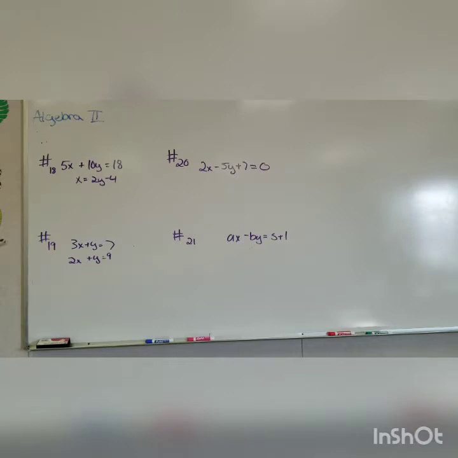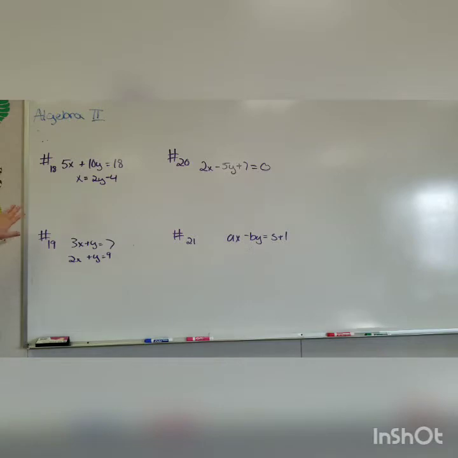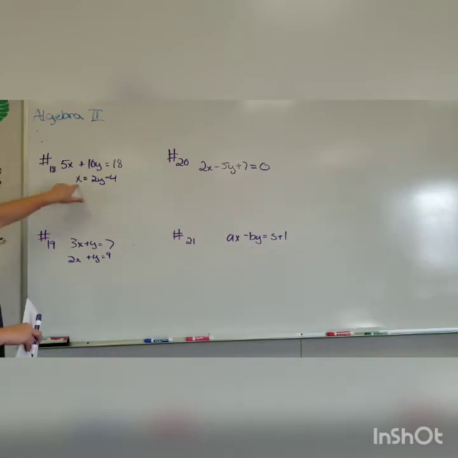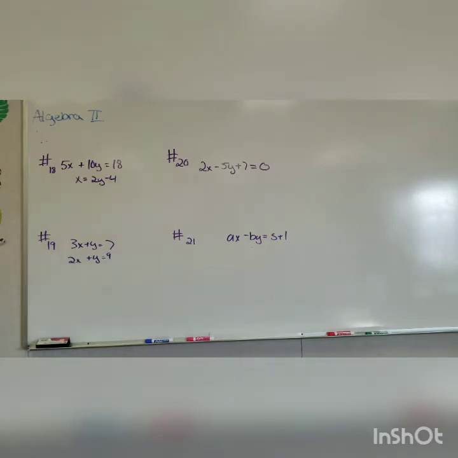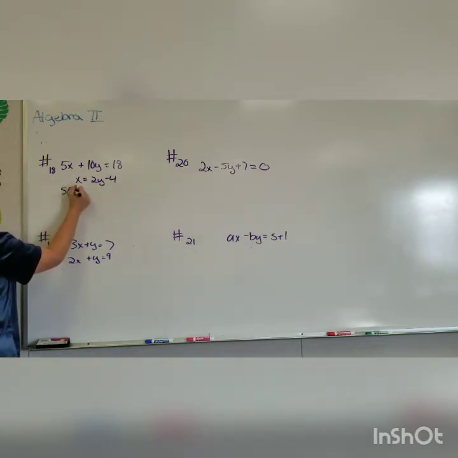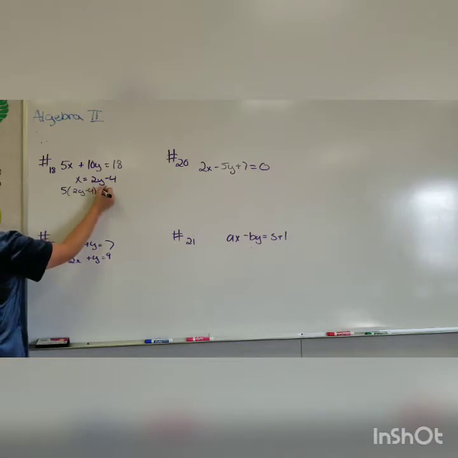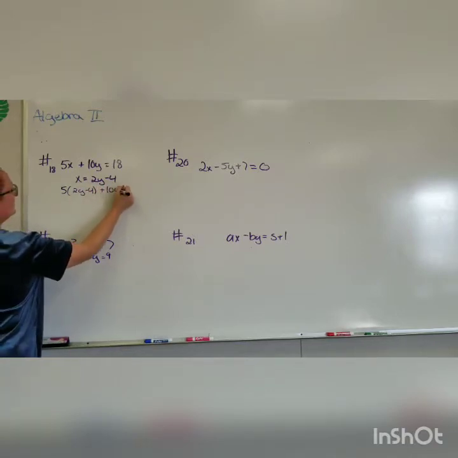Problems number 18 and 19, they've again given you two equations. You've got to solve for the system of equations. In number 18, again, they've given you a perfect setup for substitution. X equals 2y minus 4. Your x's don't match, your y's don't match, so it's not a good choice for addition. Substitution is what you want to do. So where x is at in the first equation, I'm going to put 2y minus 4. So 5 times 2y minus 4 plus 10y equals 18.